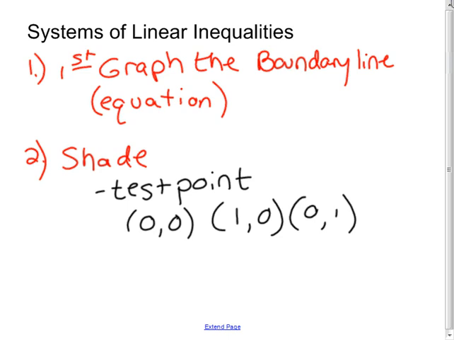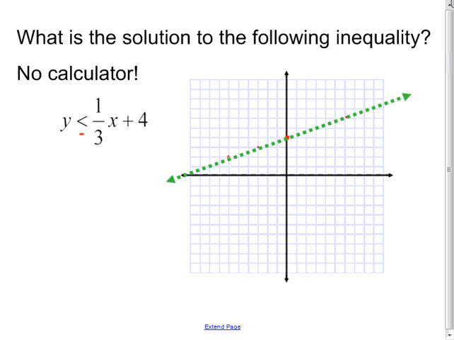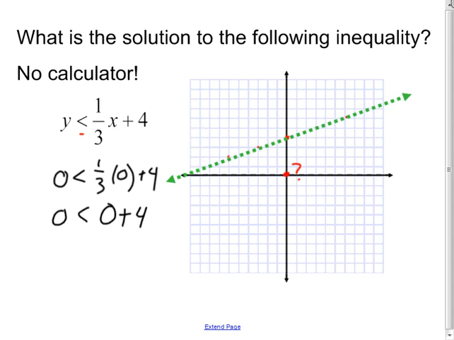Now, if that test point is on the boundary line, you cannot use it. Therefore, I gave you 3 points that do not lie on a straight line, and you can pick one of those 3. You can pick whatever one you really want. So in this case, I'm going to test the point (0, 0). I need to see, is (0, 0) a solution? By seeing if (0, 0) is a solution, I plug it in. Is 0 less than 1/3 times 0 plus 4? My reasoning for picking (0, 0) is if there's a multiplier, it cancels it out. 1/3 times 0 is 0. So I need to know, is this a true statement? Is 0 less than 4?